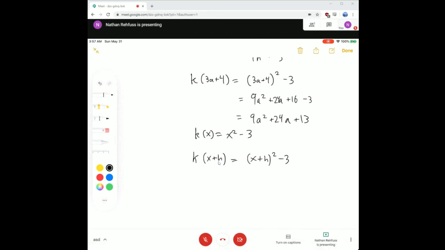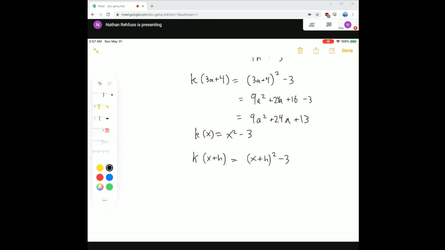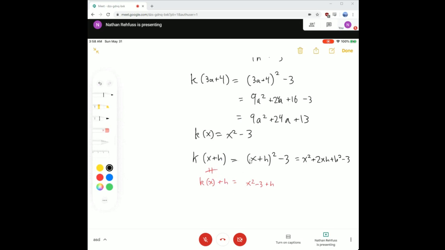And remember, because this is a common mistake I see, this is not the same as k of x, plus h. So it's not the same as x squared minus 3 plus h. So don't make that mistake. The actual answer is going to be x squared plus 2xh plus h squared minus 3 when you FOIL the x plus h squared. So these are 2 different expressions with 2 different results. So don't confuse them.